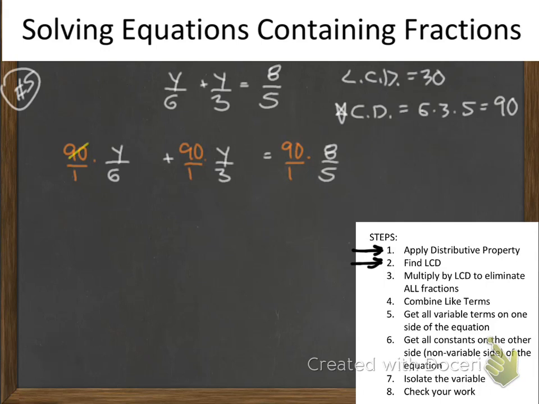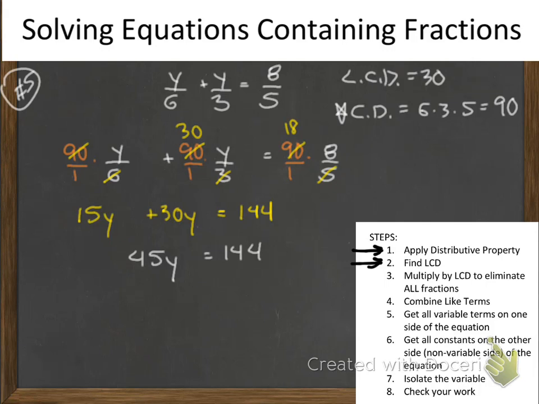So 90 divided by 6 is 15, so this gives me 15y. 90 divided by 3 is 30, so this gives me 30y. 90 divided by 5 is 18, and then 18 times 8 is 144. So 15 plus 30 is 45, so we have 45y equals 144.